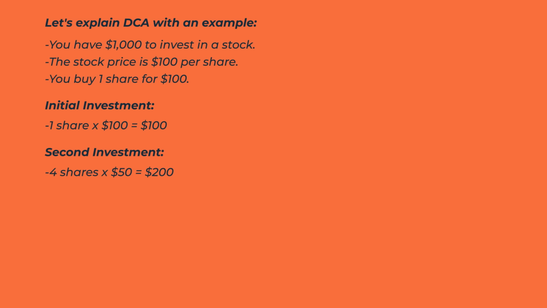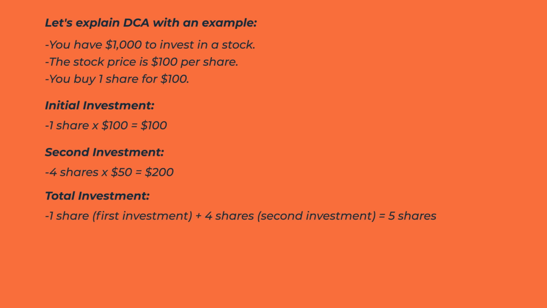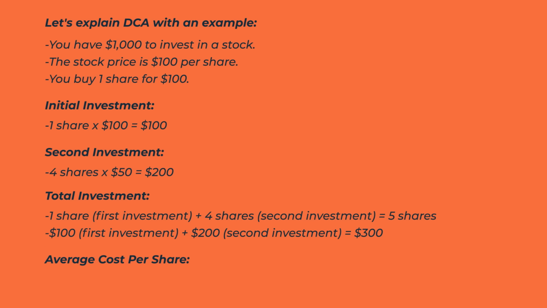Now let's look at your total investment. You have 1 share from your first purchase and 4 shares from your second purchase, giving you a total of 5 shares. You spent $100 on the first purchase and $200 on the second purchase, so your total investment is $300. To find your average cost per share, you divide the total cost by the total number of shares. $300 divided by 5 shares equals an average cost of $60 per share. So, by using dollar cost averaging, your average cost per share is now $60.